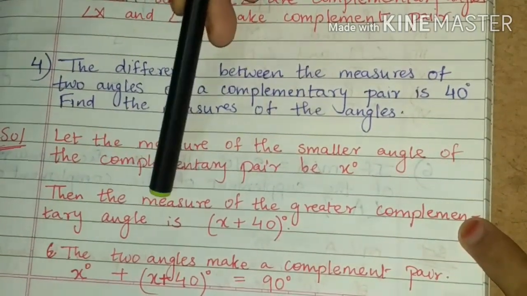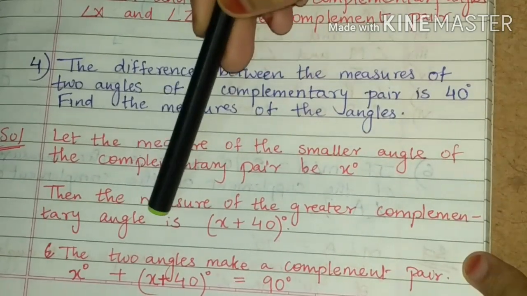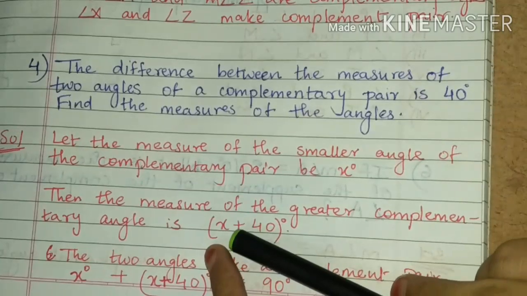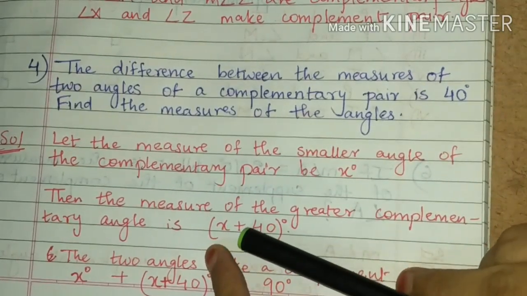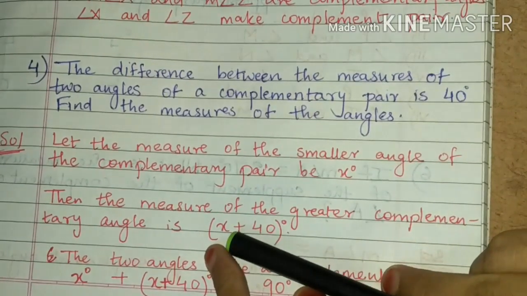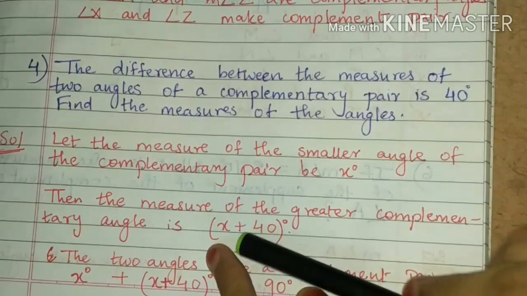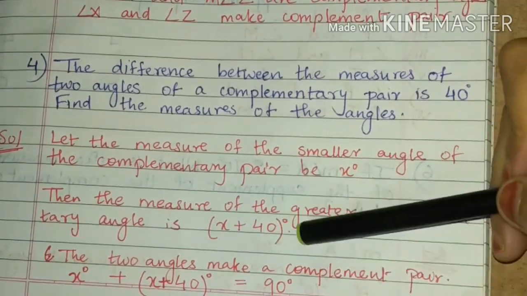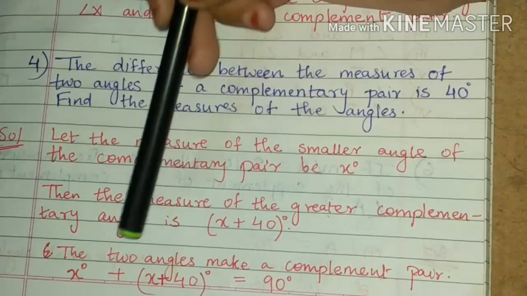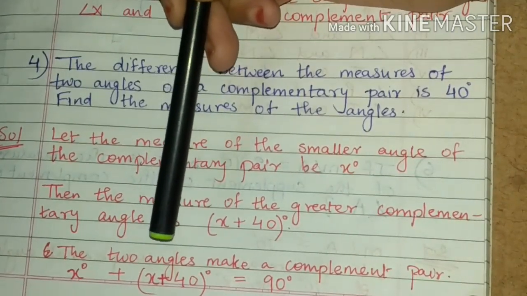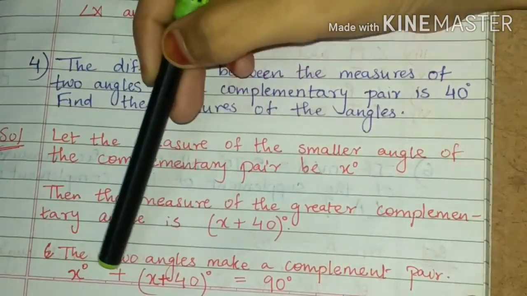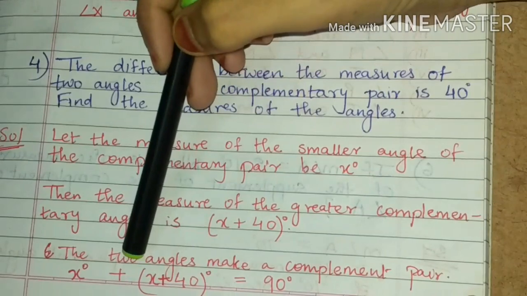So then the measure of the greater complementary angle will be 40 more than the smaller angle. Smaller angle we have taken as x. So the greater angle is x plus 40 degree. Now what we know, that if two angles make a complementary pair, then their sum should be equal to 90 degree. That only we are writing.